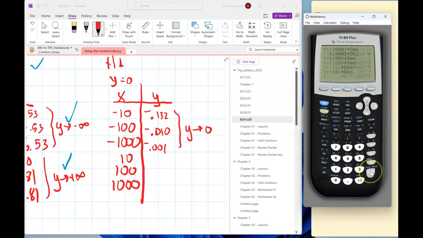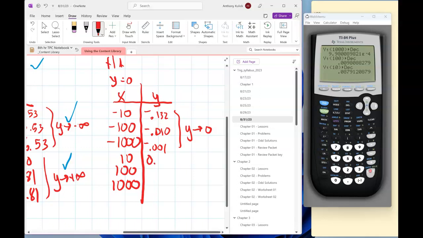Notice when I plugged in 1,000, it seems like I got something that didn't follow the pattern, right? So I have 0.0879, and then I have 0.0098, and then I have 9.98. That doesn't seem right. But look at the end of that number. You see that little e negative 4? What does that mean on our calculator when we see that? Times 10 to the negative 4. It's giving me an answer in scientific notation.